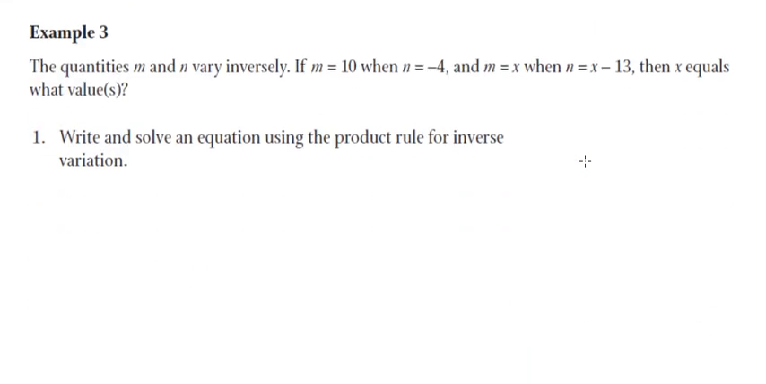So for example 3 here, we're going to look at another piece of information where they tell us that the quantities m and n vary inversely. So it's telling me to use that product rule. So that's the rule where you can multiply the ordered pairs, set them equal. But we know that they're m and n.